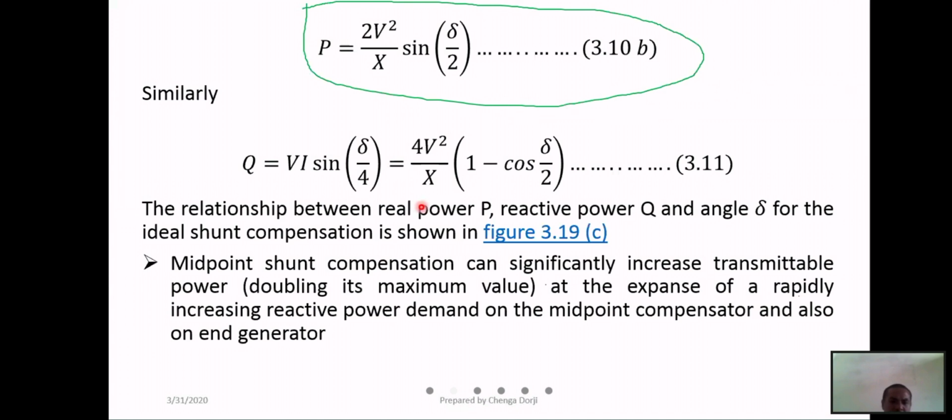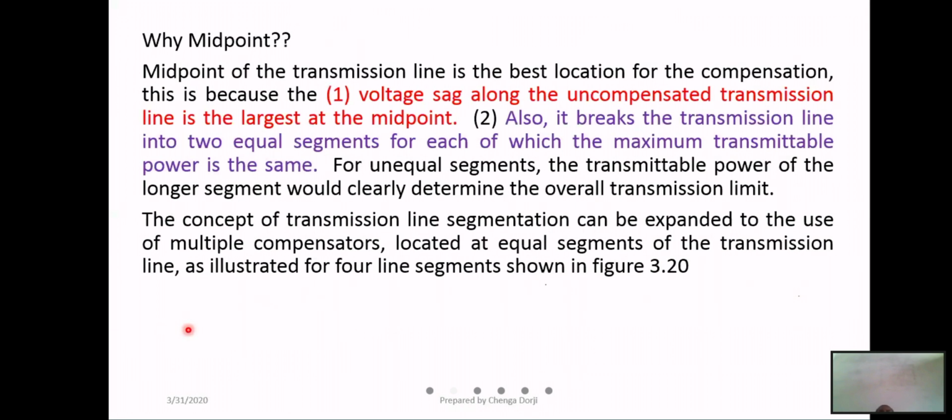Now if you see this, the midpoint shunt compensation can increase transmittable power, almost doubling it, at the expense of rapidly increasing reactive power. It will increase in both cases. Now the question here is why the compensation is exactly used at the midpoint. Why not at 1/3 of the line, or 2/3 of the line? Why exactly at 50%?